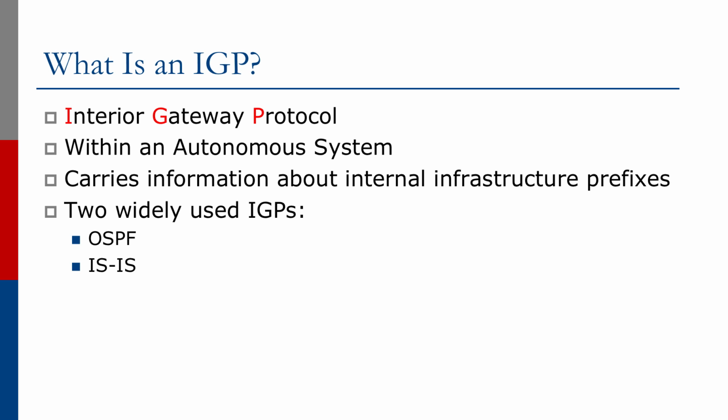What is an IGP? Interior Gateway Protocol is used within an autonomous system for carrying information about internal infrastructure prefixes. Two widely used IGPs are OSPF and ISIS.